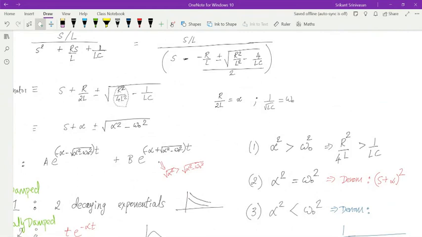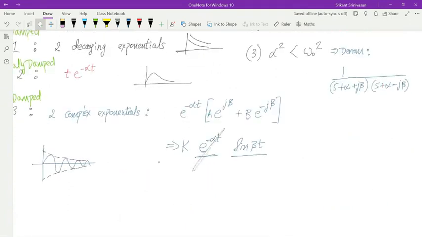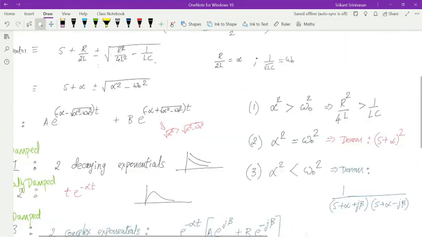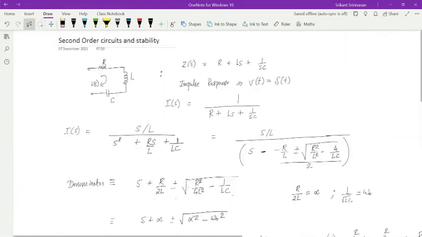This term has also vanished. So I'm only left with minus 1 by LC, and that means this is a complex function, because now this will become j times root of 1 by LC. And because this is a complex function, that means this first term will vanish and I will be left only with the second term. So if R is put to 0, then this will be a non-stop oscillating function.